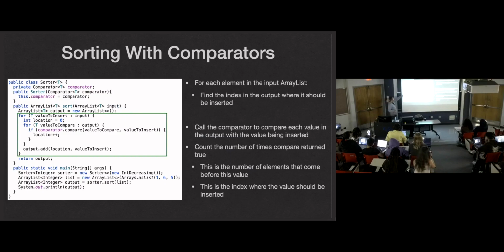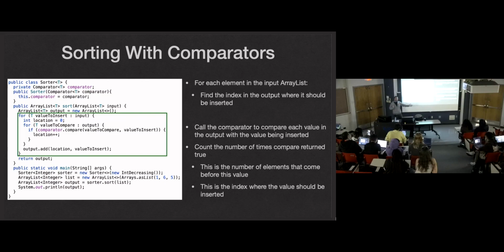And then our sorting method itself. We're going to iterate through each value in the input and decide where it's going to go. We're going to, by default, insert it at location 0. We're going to iterate over all the values in the output and ask our comparator, does the value that I'm looking at from the output come before the value that I'm inserting? If it does, we're bumping up that index by 1. So we're effectively counting the number of values in the output that come before the value we're inserting, and that count is exactly the index where we want to insert the new value.